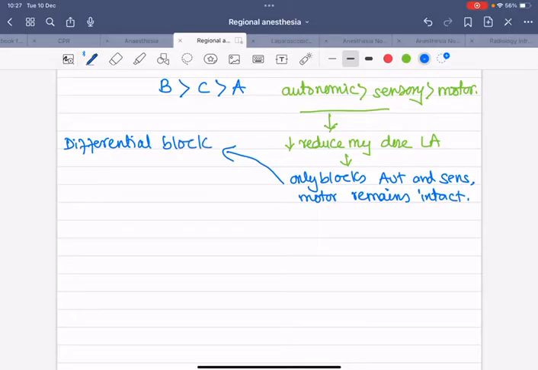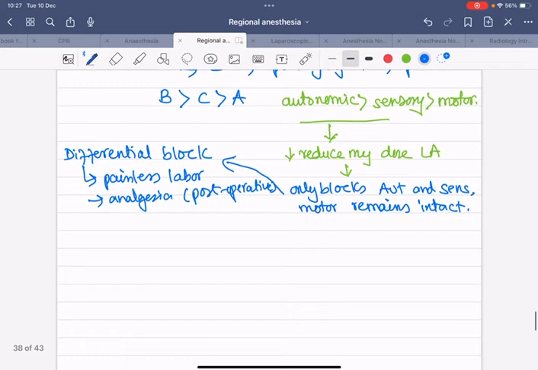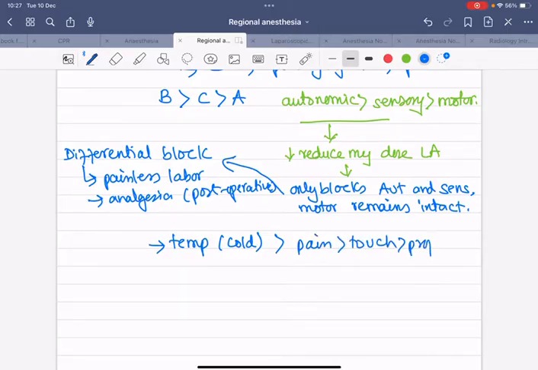Please remember, you can use this differential block for painless labor, and for analgesia in the patient post-operatively. So please remember these important points. And if you talk about the sensations, first there will be temperature, that is the cold sensation, followed by pain, followed by touch, and followed by proprioception.